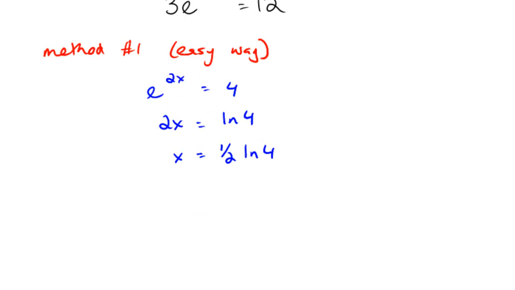So x is equal to 1/2 ln 4. And then, of course, we can use our power rule to write that x is equal to ln 4 to the half. And what is the square root of 4? It's just 2. So there is our nice exact answer.